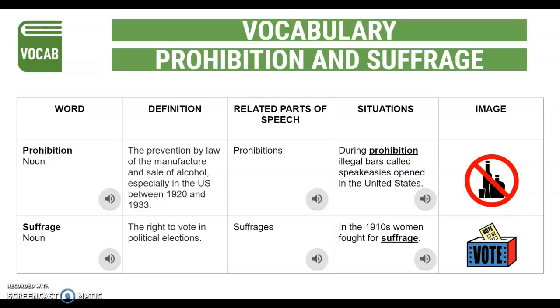Now we're on to our second 2 vocab words for today: prohibition and suffrage. Go ahead and pause here so that you can review those definitions. Remember to use the speaker symbol to have the definition and situations read aloud to you.